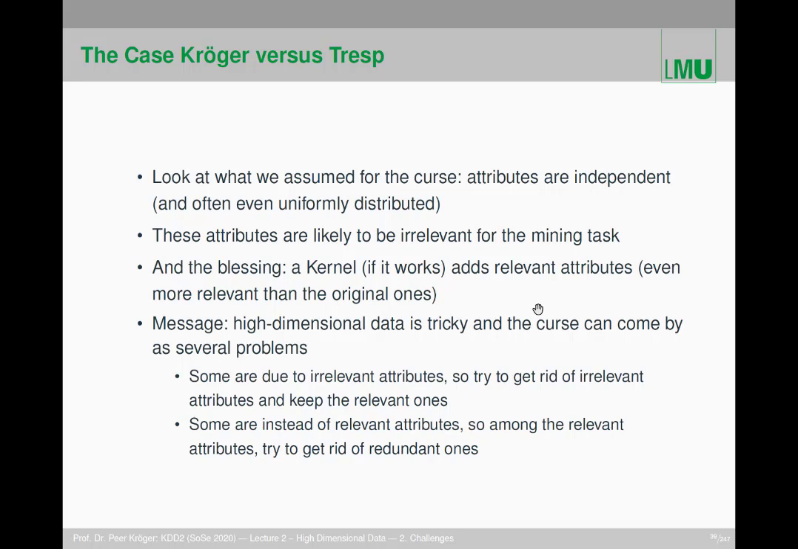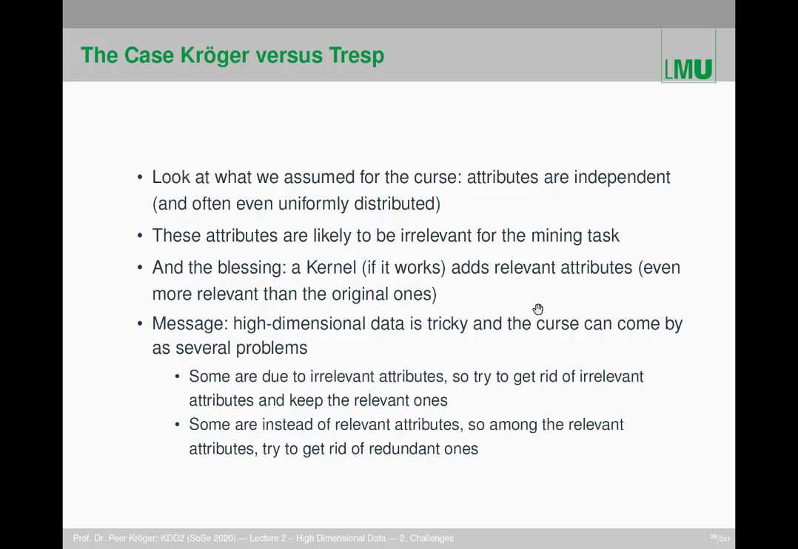So the message is that high dimensional data is quite tricky, and the curse can come from several problems, but typically it's due to irrelevant attributes. So try to get rid of irrelevant attributes that have nothing to do with your data mining task. The question is how to identify them. We will cover that next week, and try to keep the relevant ones, of course.